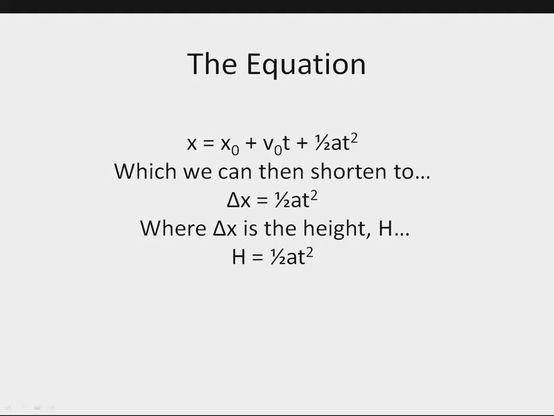So the physics equation we would want to use would be our free fall equation. We can go ahead and move the x naught over here, so that way we get a change in position, also known as height. The initial velocity, if he drops it from rest, is 0, so this term disappears. That leaves us with 1/2 at squared. So delta x, as I said before, is height. We get height equals 1/2 at squared.